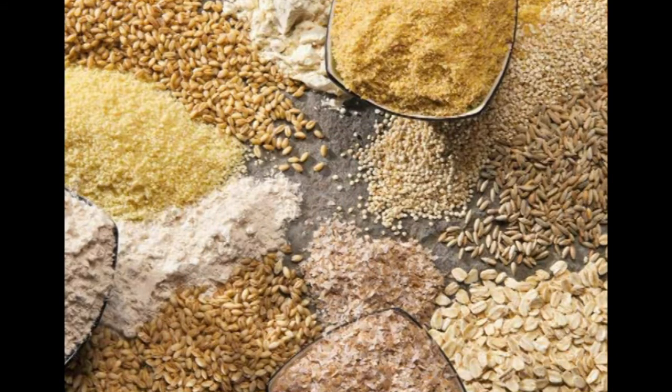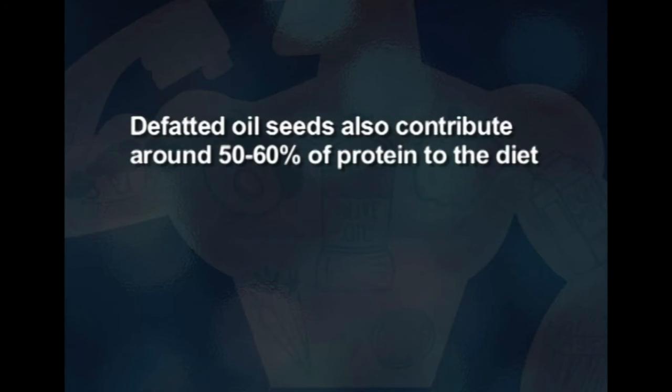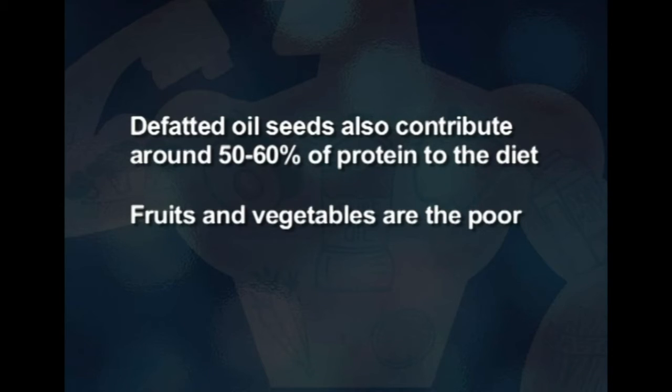And soya bean is one of the richest sources of plant protein, which accounts for around 40% of protein in the diet. Defatted oil seeds also contribute around 50 to 60% of protein to the diet. Fruits and vegetables, if you look, are poor sources of proteins.